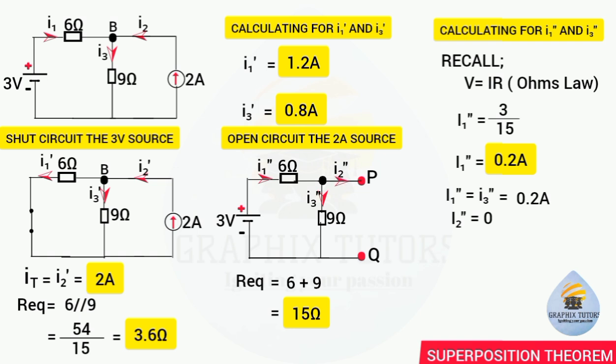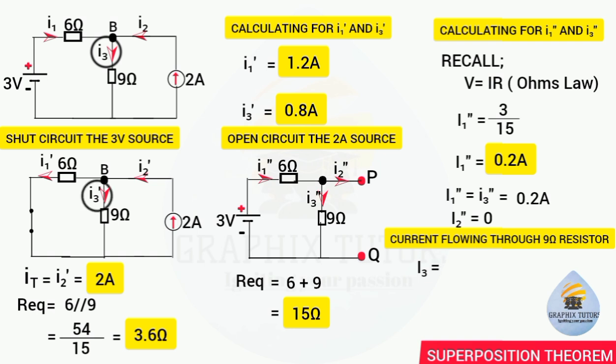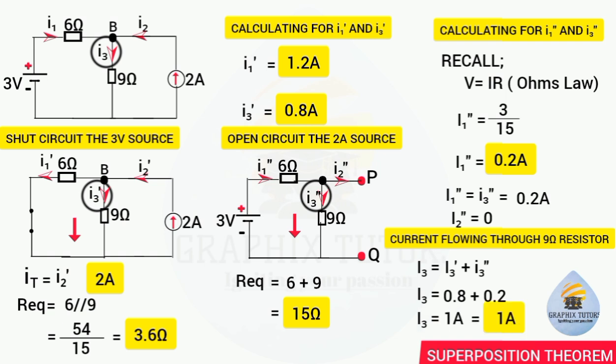Now from here, we are told to look for the I3. What do you notice? The I3 prime here and the I3 prime prime here are flowing in the same direction. They're going down, down. So my I3 will now be equals to I3 prime plus I3 prime prime. So my I3 will now give us 0.8 plus 0.2. So my I3 is equals to what? 1 ampere. And this makes sense.